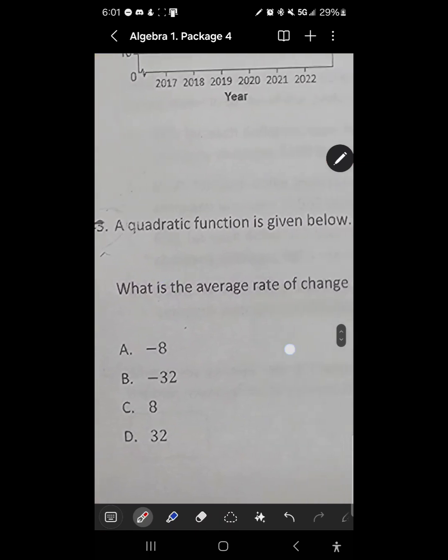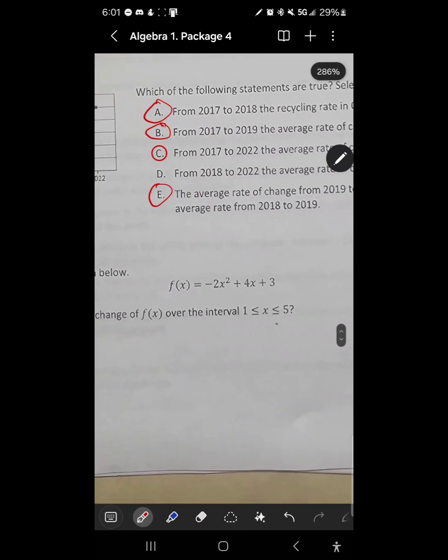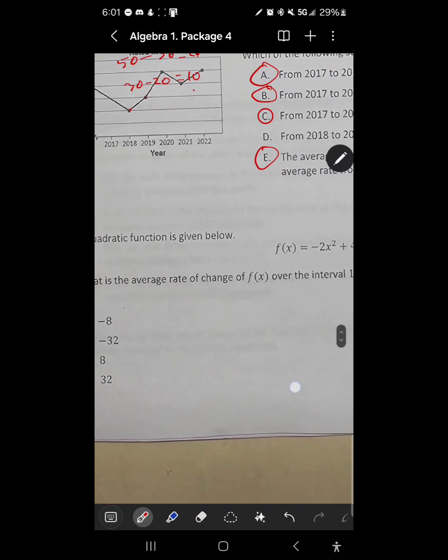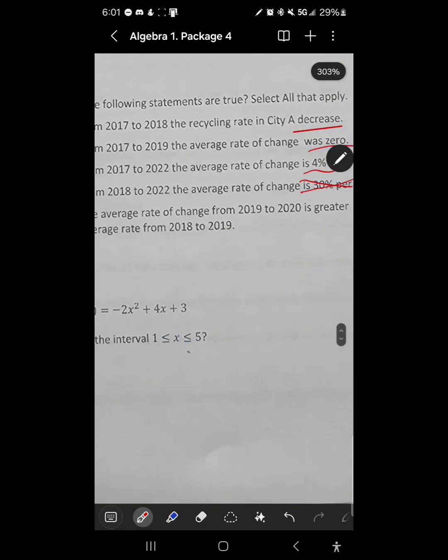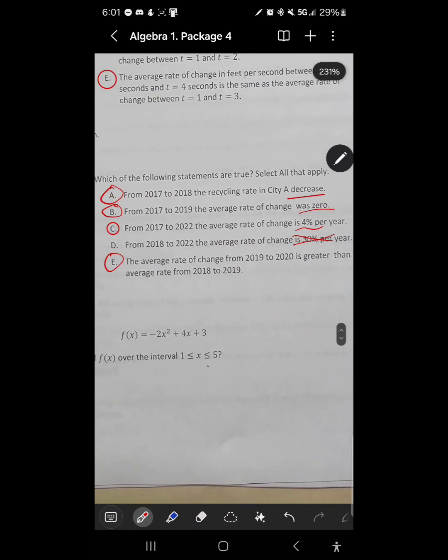Now let's see, next one. A quadratic function is given below. What is the average rate of change from the interval 1 to 5? Now, this is a tricky one because they do not give us the exact point. We need to find it out. We have the value for x. So, what we need to do is find f of 1 and f of 5. So, that's the interval we are working for.